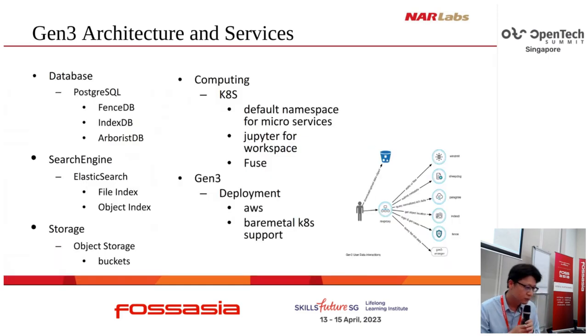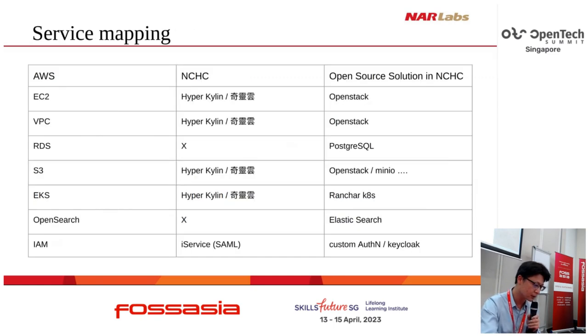So we checked all the microservices and the related open source services. We have to run PostgreSQL, Elasticsearch, and object storage. Of course, all of those services are open source, so it's easy to migrate from AWS to any private cloud. And we also have a mapping list to replace the services one-to-one.